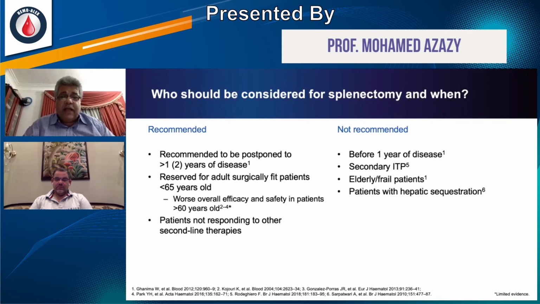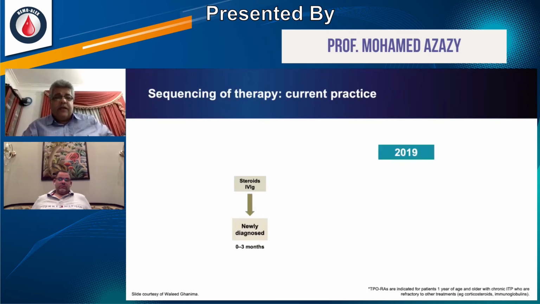Recommendation by the ASH 2019 is to postpone it for at least a period of 1 to 2 years, reserved for adult surgically fit patients less than 60 or 65 years of age, with worse overall efficacy and safety in patients more than 60. Patients not responding to other second-line therapy should be considered. Not recommended before 1 year of disease, secondary ITP, elderly frail patients, patients with hepatic sequestration who are likely to do worse after splenectomy than that.